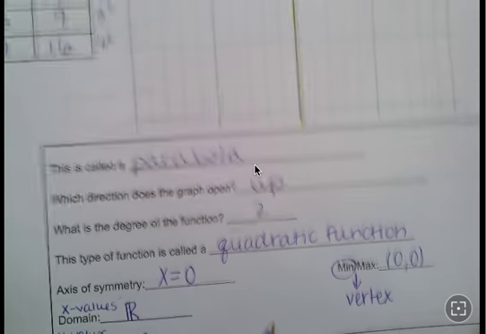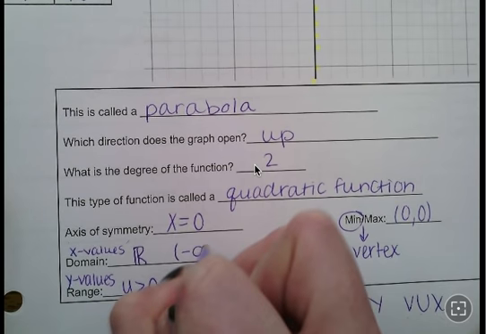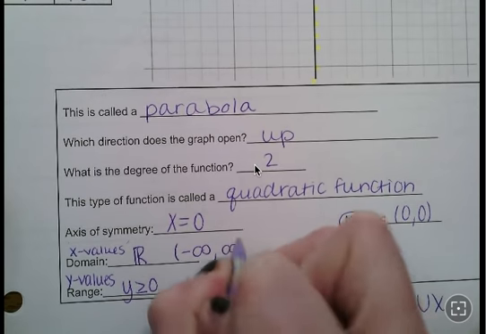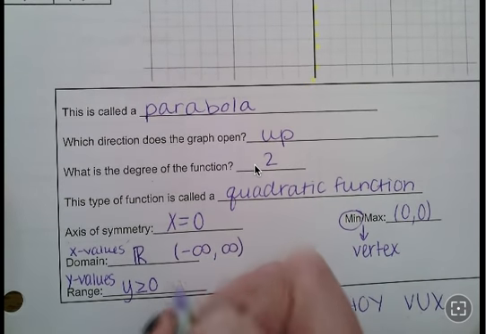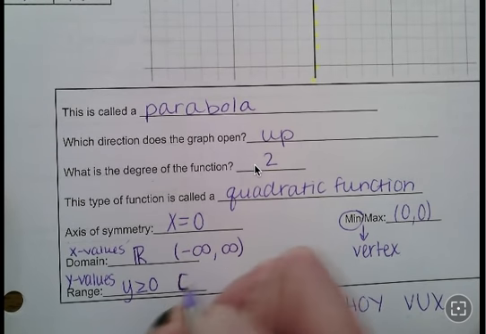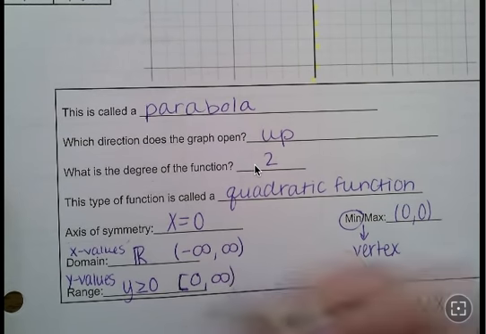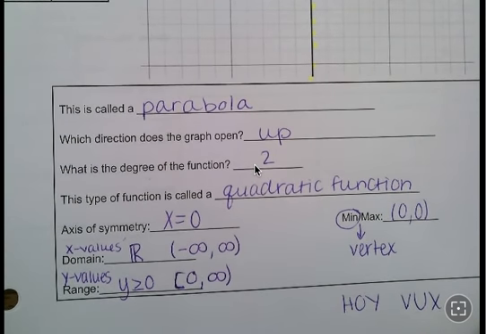You could write this in interval notation if you wanted to. So if you remember, all real numbers is negative infinity, infinity. And y is bigger than or equal to 0 is bracket 0, comma, infinity. But if you just want to write all real numbers and y is greater than or equal to 0, I would give you full points there.